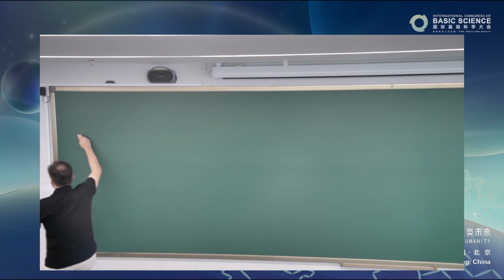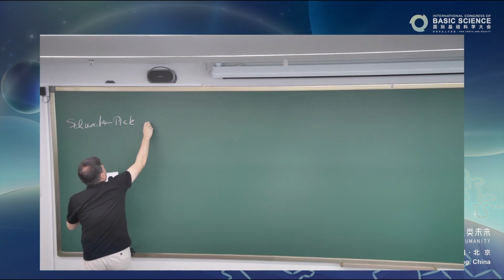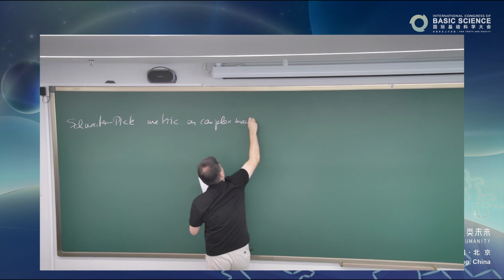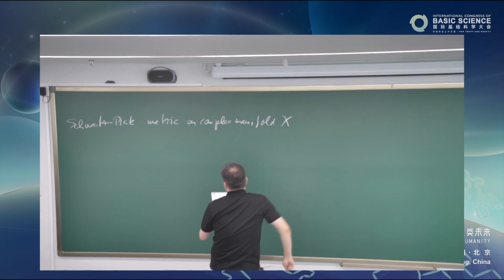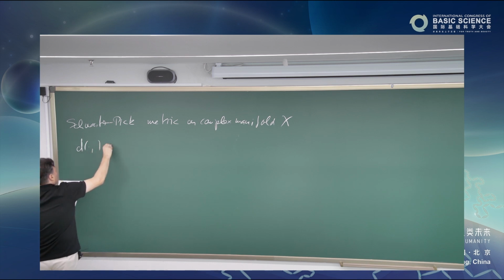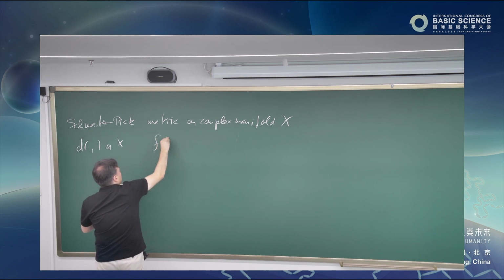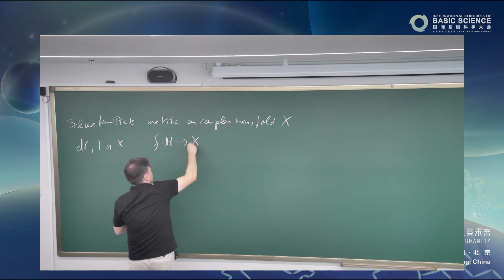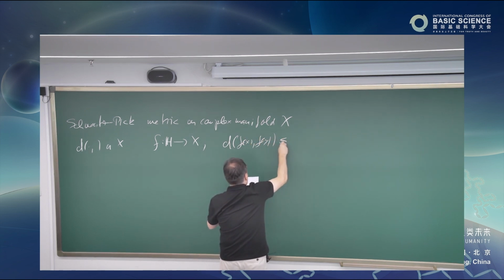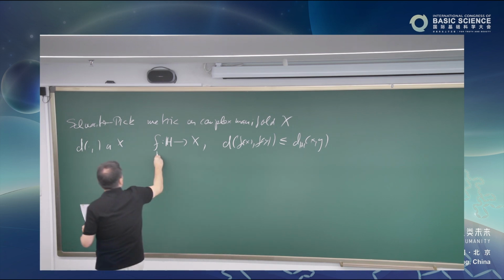So, a Schwarz-Pick metric on a complex manifold X is any pseudometric D on X such that, let's put it like this, if you look at all the maps f from the hyperbolic plane into X, D of f of x, f of y is not bigger than the hyperbolic metric between x and y. And this holds for all holomorphic maps.